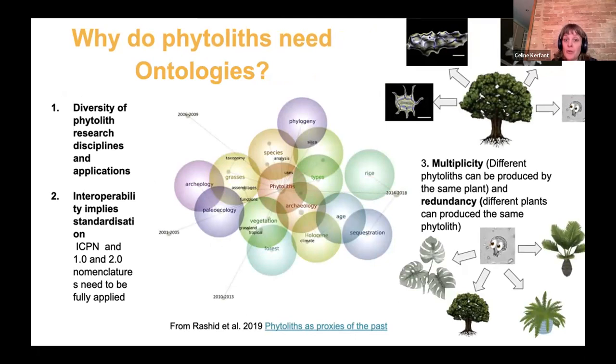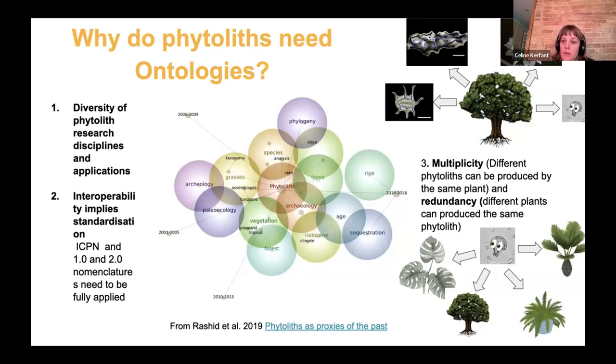It's also used in a really wide range of disciplines, such as archaeology, of course, ecology, plant morphology, geochemistry. So the aims and methods used to answer all these research questions are very different and have resulted, of course, in a dispersion of methods and terminologies. There are two nomenclatures that exist to standardize phytolith naming, but those are limited to certain morphotypes and taxonomic groups, as Luke already explained.